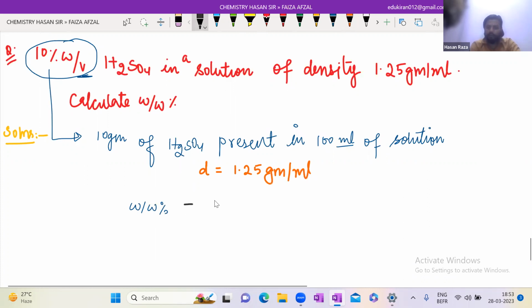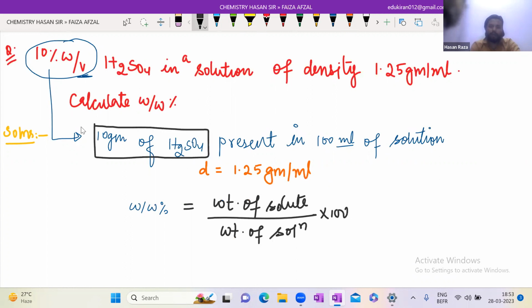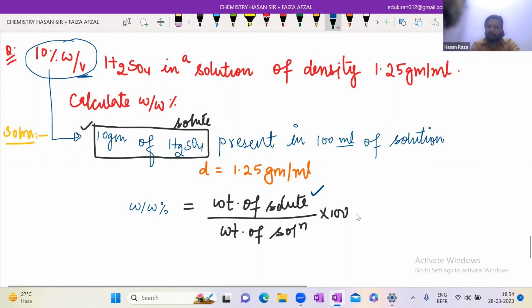So weight by weight percent will be equal to weight of solute upon weight of solution into 100. Now from the given information, this 10 gram of H2SO4 is the weight of solute, which is given, and 100 is the number. Now we need to calculate the weight of solution, because the solution's weight is not given.